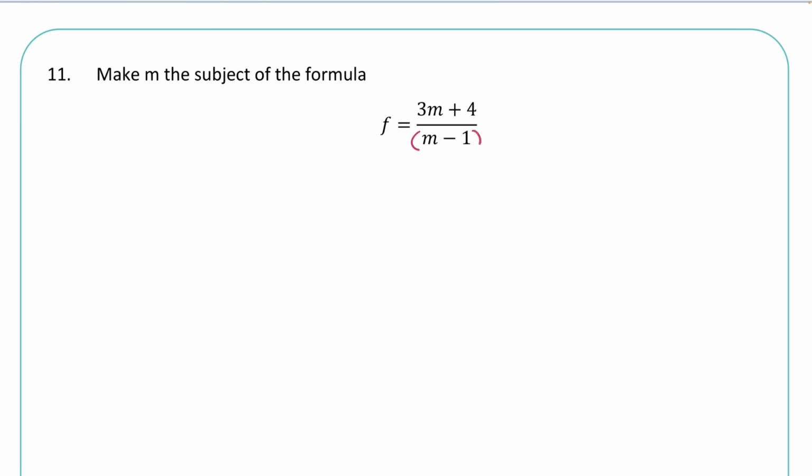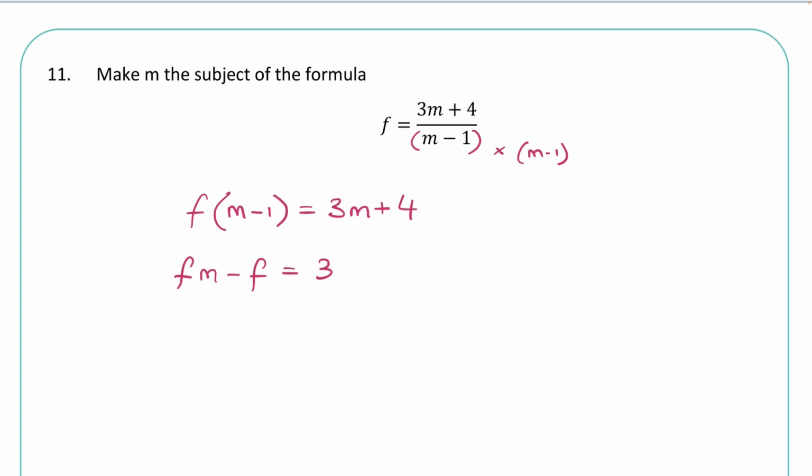Now I like to remember to put this into a bracket because we're going to times by the m minus 1, and that's going to move it over to the left, but it does create this single bracket that we do need to expand, which you can expand as you move it, but just be very, very careful because both of those pieces there get times by the f, so it's minus f here. So that now equals 3m plus 4.